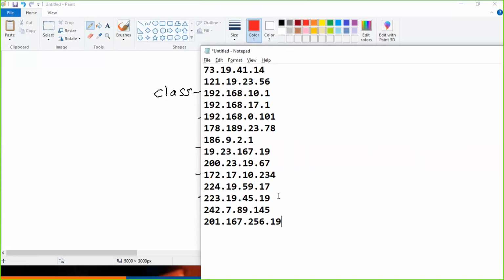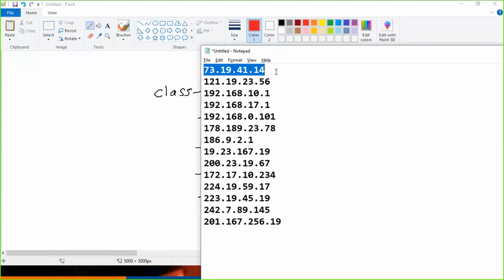Now back to this list of IP addresses. If you see the first one, 73.19.41.14, for what purpose can I use it? Is it for LAN and WAN purpose, or multicast purpose, or R&D purpose? What purpose is the first IP address reserved for? LAN and WAN. How can we say it is LAN and WAN?